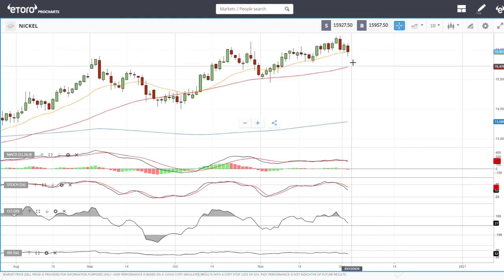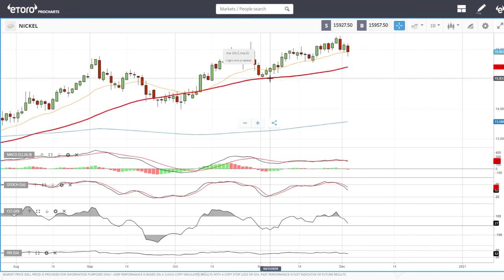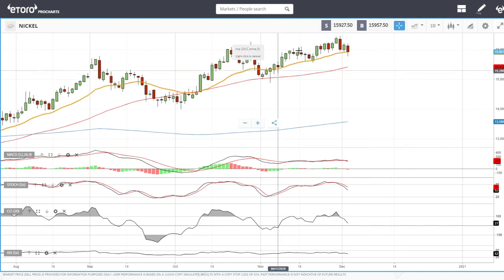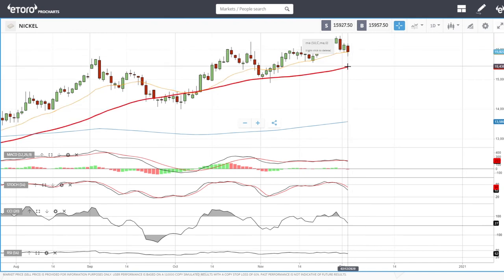So that is what you're supposed to wait for, something similar to this. Even the pierce of the 50 may show a massive sign to the upside. So we'll see. We could enter a buy here, but better is the 50 moving average at this point. So let's look at sugar.